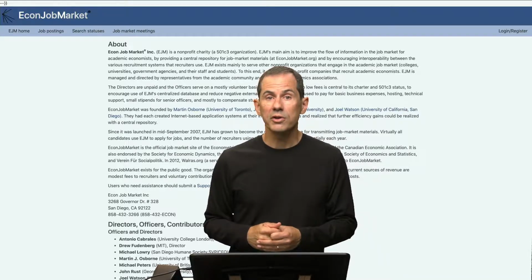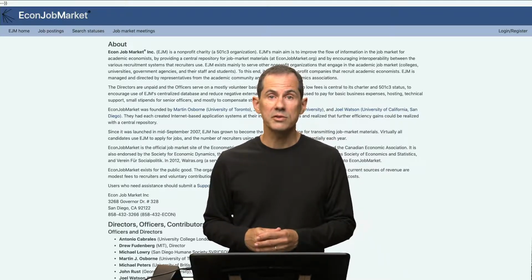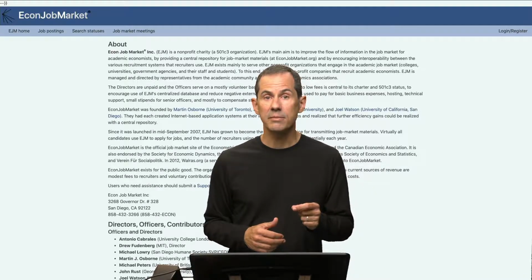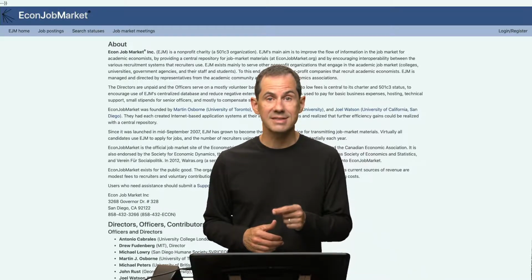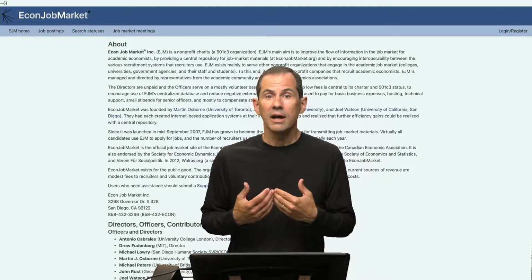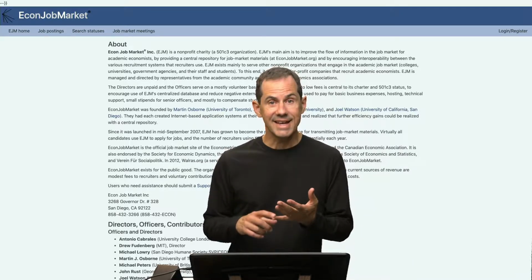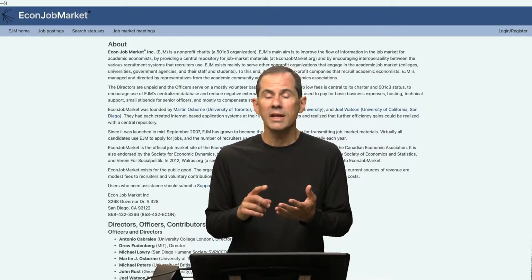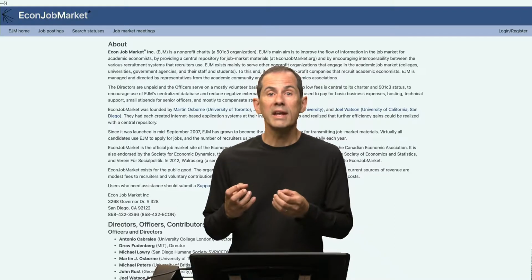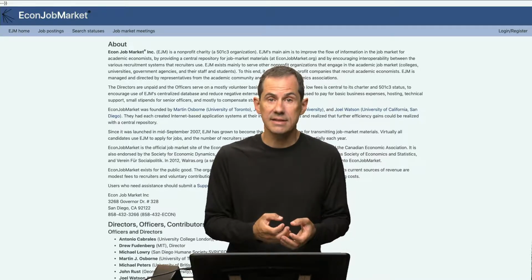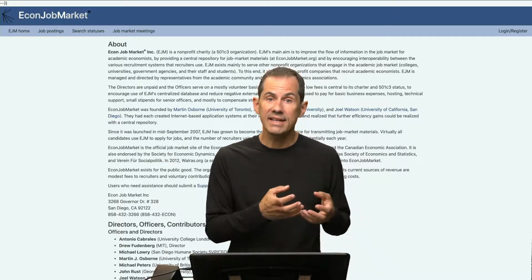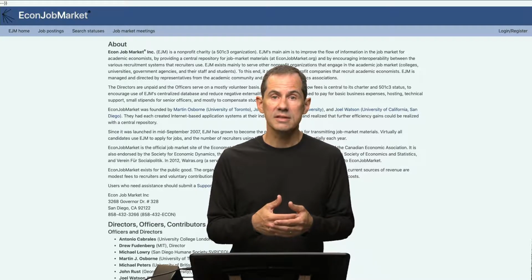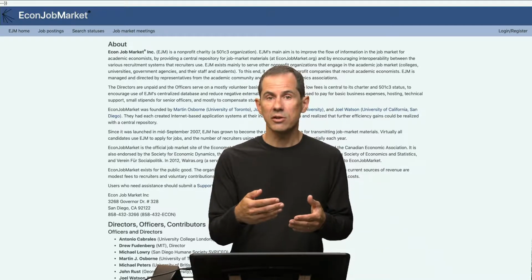Now, the second important feature of Econ Job Market as it relates to recommenders is that the identities and the affiliations of all recommenders in the system are verified by Econ Job Market staff. So a person like me will verify the identity and the affiliation of every recommender in the system. Now, the way this works is that when a new recommender has to be added to the system, it's through the candidate functions. So the candidate will search the Econ Job Market system for a particular person.